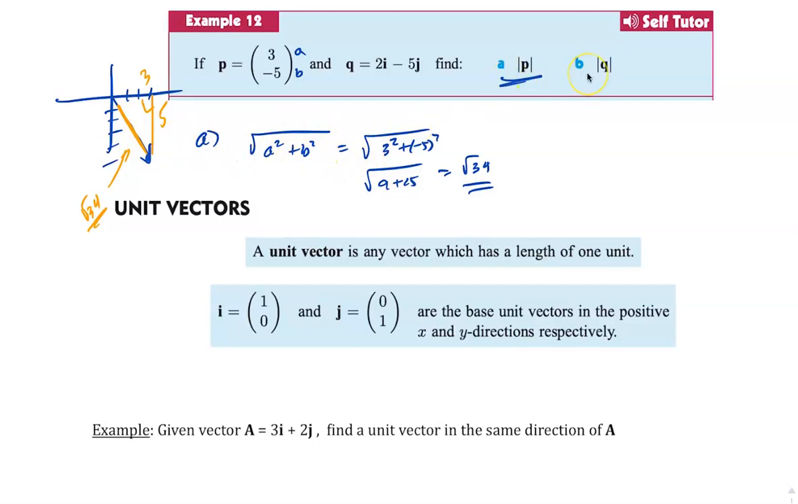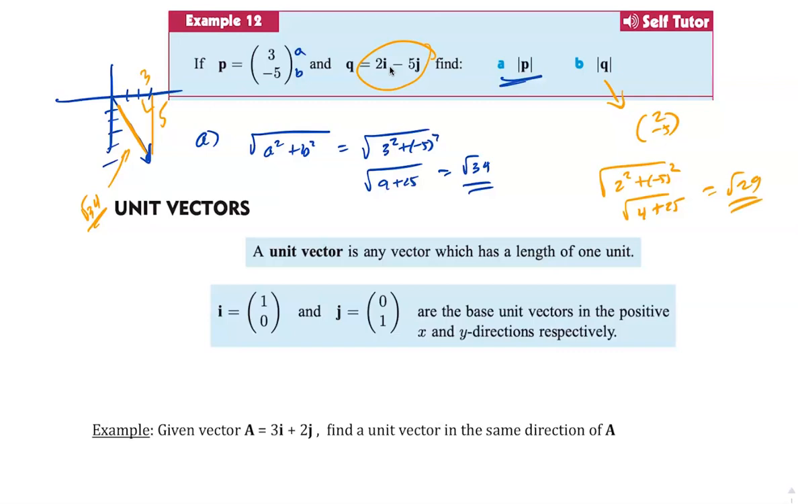Same thing for q here. I'm just going to use this term. Remember, it's the same thing as just saying 2 and negative 5. i is essentially your x, j is essentially your y. So plug it in. 2 squared plus negative 5 squared. I'm going to get radical 4 plus 25, or radical 29. And that'll be the magnitude of that vector.